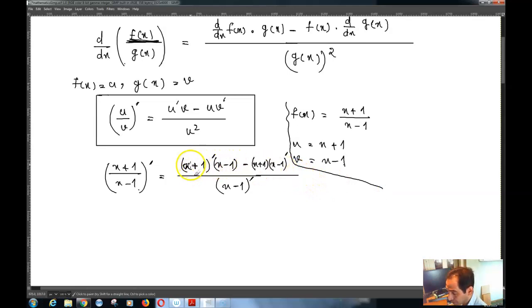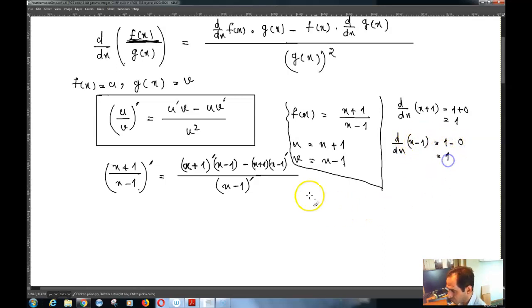Now the derivative of x plus 1, d by dx of x plus 1, is equal to d by dx of x plus d by dx of 1. Now d by dx of x is equal to 1 and d by dx of 1 is equal to 0. So 1 plus 0 is equal to 1. And you know that d by dx of x minus 1, or v prime, is equal to d by dx of x, which is 1, minus d by dx of 1, which is 0. So this is also equal to 1.